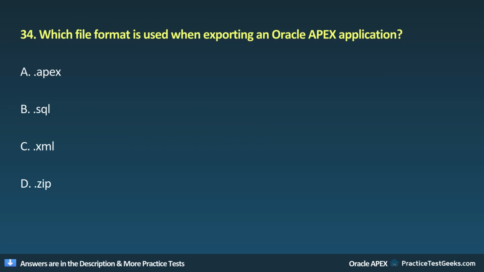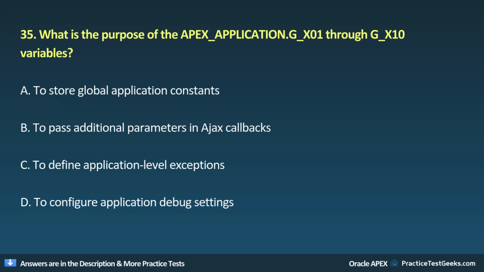34. Which file format is used when exporting an Oracle Apex application? A. APEX. B. SQL. C. XML. D. Zip. 35. What is the purpose of the APEX_APPLICATION.G_X01 through G_X10 variables?